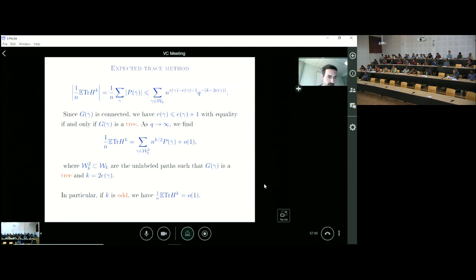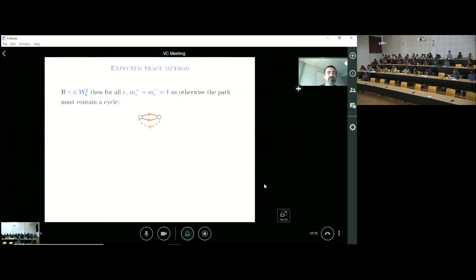In particular, if k is odd, your normalized trace goes to 0, which is consistent with the fact that the semicircular law has vanishing odd moments.